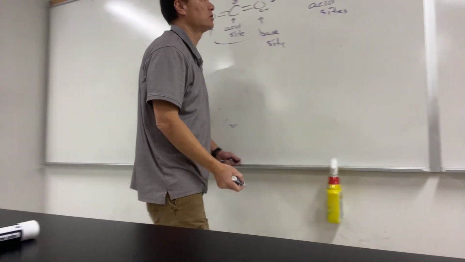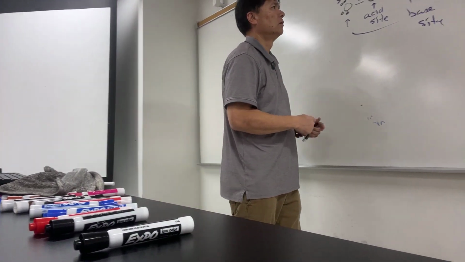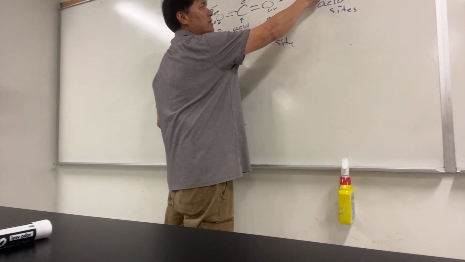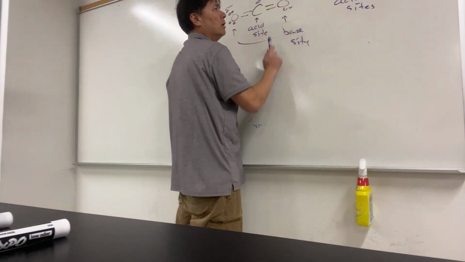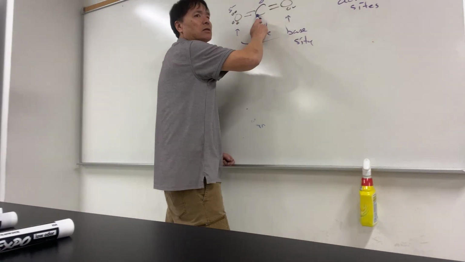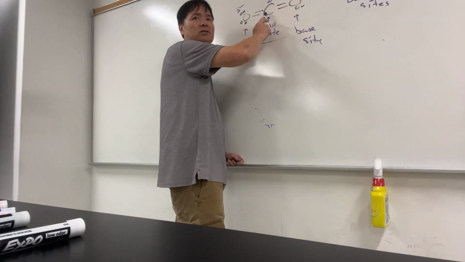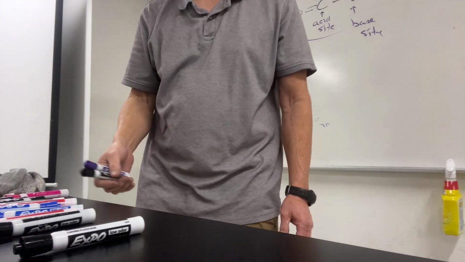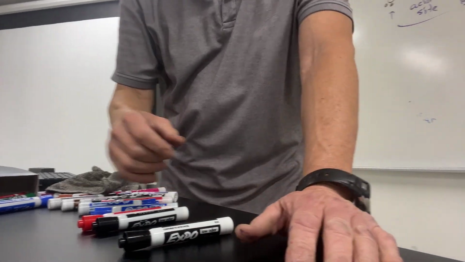So we have two potential reactions. One is this base on CO2 can attack the acid on H2O. The other potential reaction is the base on H2O can attack the acid site in CO2. And so we have two potential reactions. We'll look at those next time. So we're out of time.